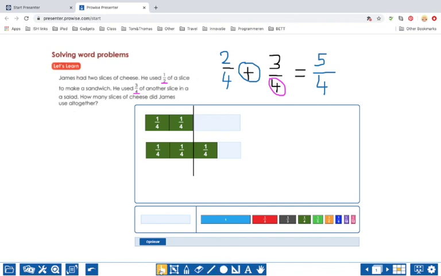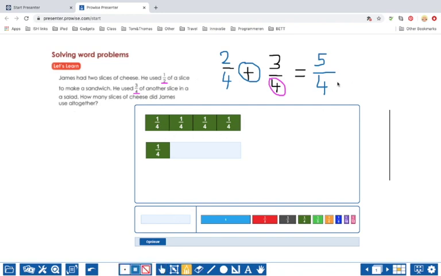And I can also show that here on this tool. So let me just take this away. If I put this here, these pieces, I've got 5 pieces of a quarter. And 4/4, as you can see here, make 1 whole. So that's 1 whole piece of cheese. So that means that I have 1 whole. And then how many quarters do I have left? Exactly, I have 1/4 left. So I'm going to write that down here.